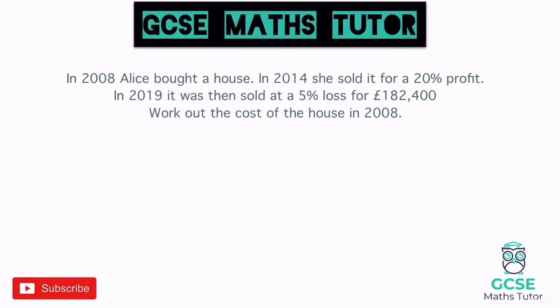And the last question on this section. So we've got in 2008, Alice bought a house. In 2014, she sold it for 20% profit. And in 2019, it was sold at a 5% loss. And it gives us the value that she sold it for. Work out the cost of the house in 2008, so right back at the start. So we had 2008, she bought a house. And she sold it for a 20% profit.